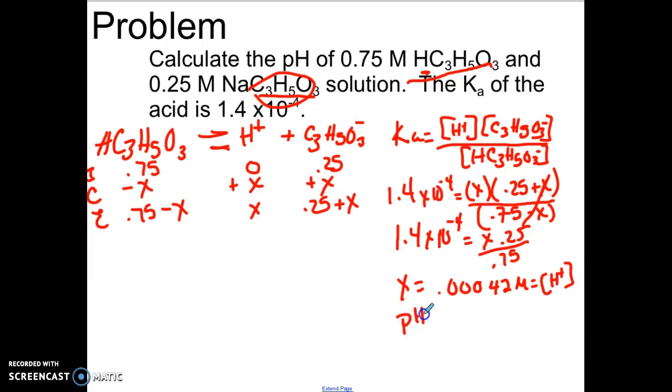So we can say that pH is going to equal the negative log, and you've got to show the substitution, 0.00042. You would end up with a pH of 3.38 in this concentration. So you went through and showed the calculation using the RICE tables.